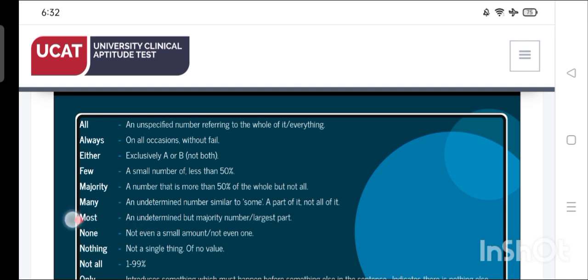Most: an undetermined but majority number, the largest part. Most is more than many. Many is for less than most, and most is more than many. If we're talking about more than many, then we use most. It means the largest part, but not all.